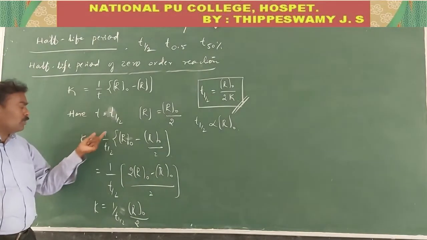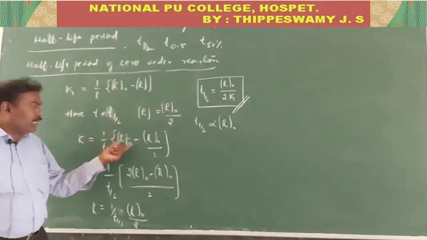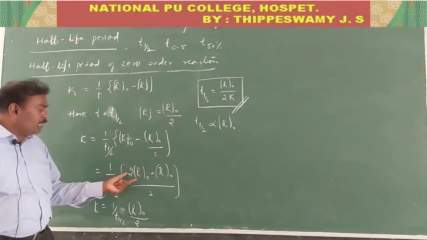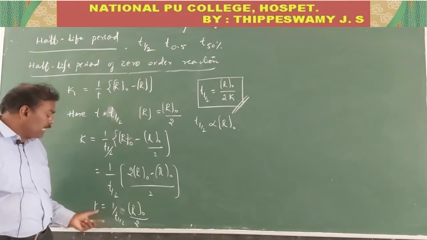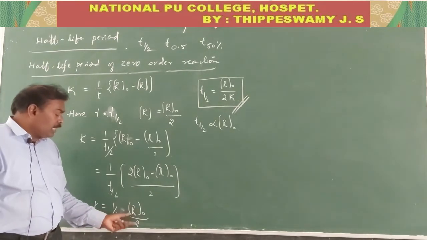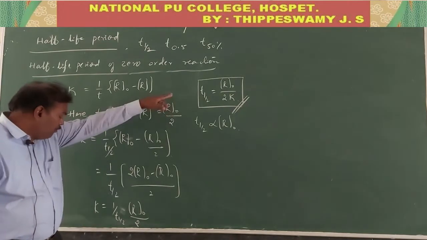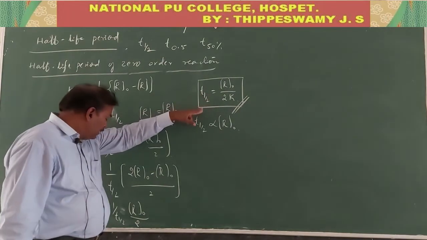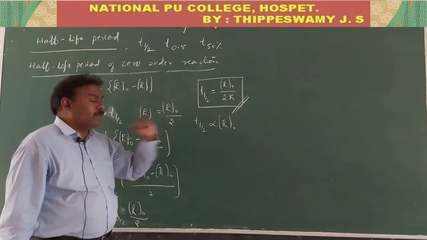Then k is equal to 1 by t half into R naught minus R naught by 2. You take LCM: 2 R naught minus R naught by 2. 2 R naught minus 1 R naught is R naught only, so R naught by 2. K is equal to 1 by t half into R naught by 2. Or this can be written as t half is equal to R naught by 2k, or t half is proportional to R naught.